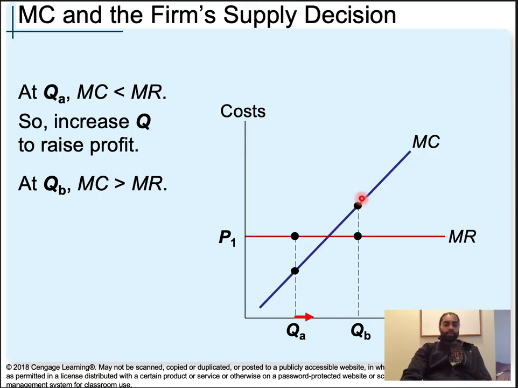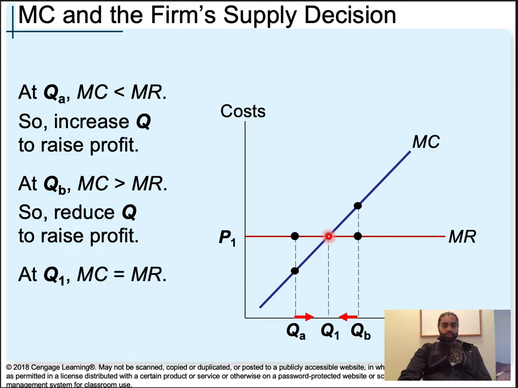Now, right here, this is our marginal cost, and this is our marginal revenue. Our marginal cost is above our marginal revenue, meaning that our costs are higher than our revenue. We need to scale back production. So as we produce less and less, we'll get back to this point right here. So again, our goal is to be at this quantity right here. This is our profit maximizing condition where MR equals MC.